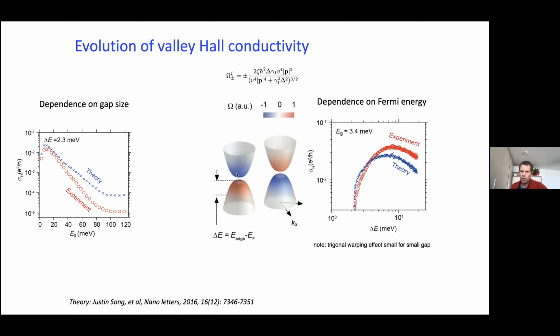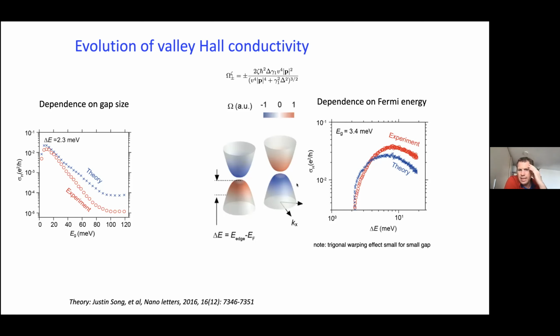Here it's shown in a color plot. So it's strongest near the band edge, and then it decays away when you move to higher Fermi energies. The other thing that is interesting is when we change the Fermi energy. With a gate we can also move the Fermi energy up and down. Then we see a non-monotonic dependence in the experiment, the red curve. That can also be understood in theory, the blue curve, and you see very good agreement.